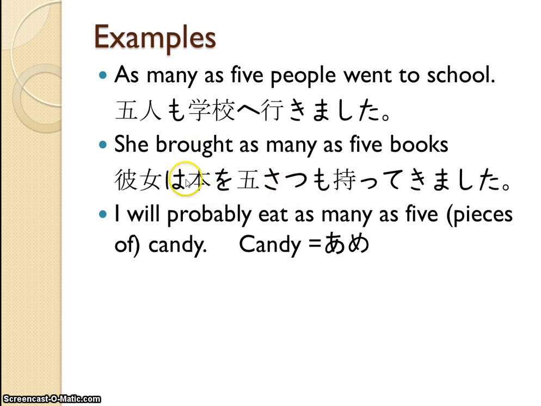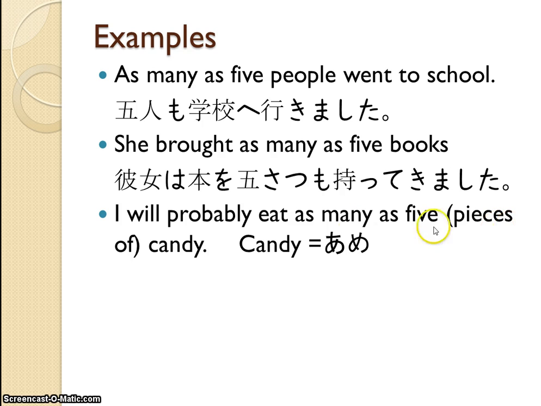So in this case, we want to clarify and say, okay, as many as 5 books. So you put the word book in front of it. But once again, after the number phrase or number word, you would use mo after it to say as many as. Next one, I will probably eat as many as 5 pieces of candy.